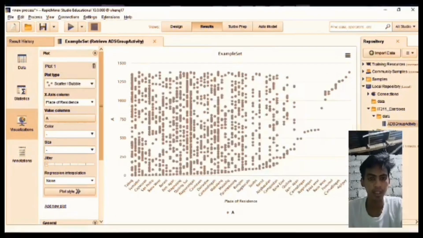In analyzing the place of residence, we use scatter bubble as a plot type to find out where the people who die mostly from various diseases live. With the result, we found out that Nagirangan is the place of residence where most people died with the different diseases.